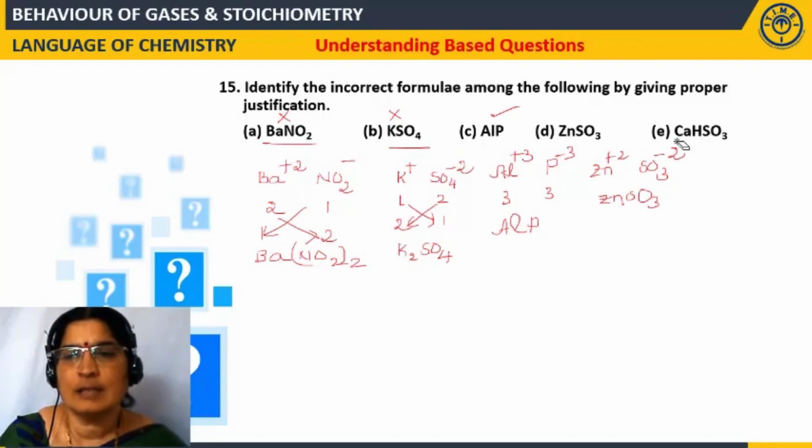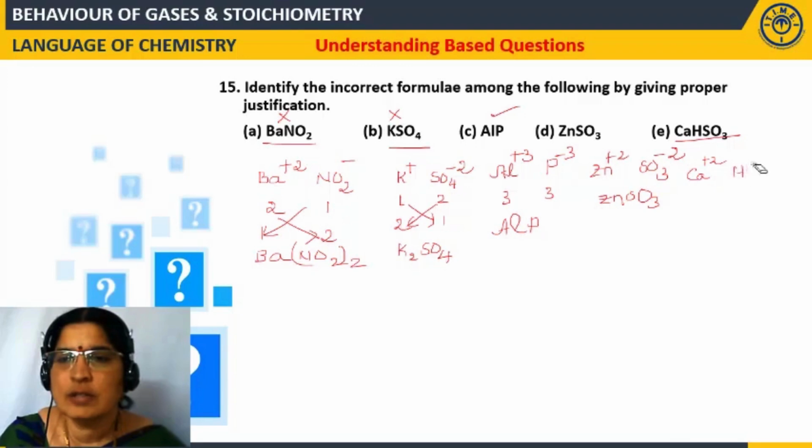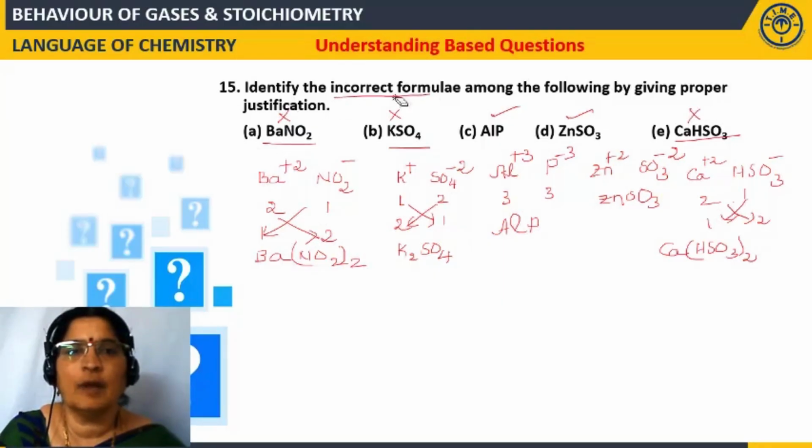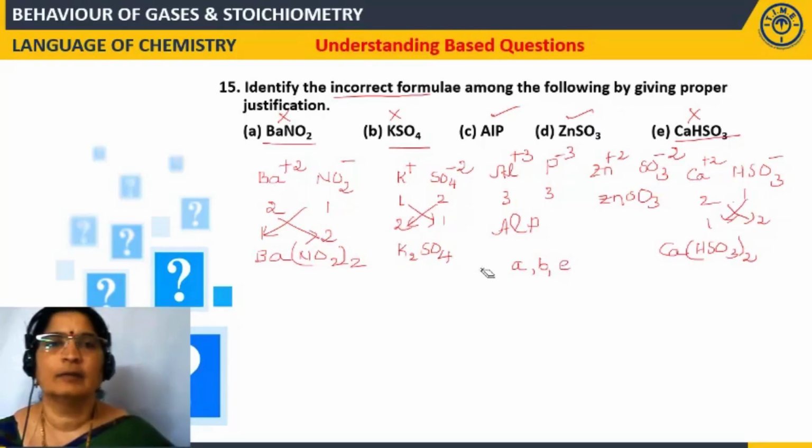Now calcium bisulfite, Ca plus 2, HSO3 minus 1, so 1, 1, 2: Ca(HSO3) taken twice. So this is the correct formula, and the earlier one is again a wrong formula. So identify the incorrect formulae. So A is incorrect, B is incorrect, E is also incorrect. Fine.